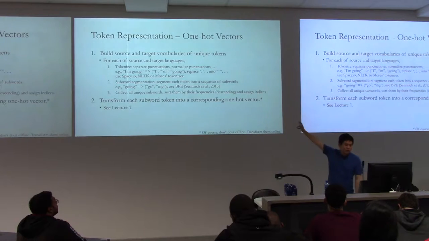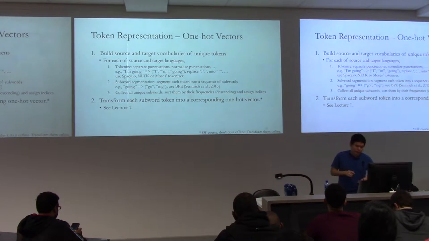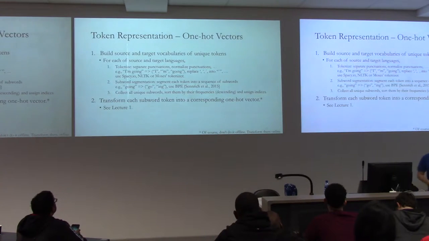But it turned out that in 2015, Rico Sennrich at the University of Edinburgh showed it is very effective in building a nice vocabulary for machine translation systems, especially neural systems. So once you run this, which is extremely efficient. Yes, there's a question.